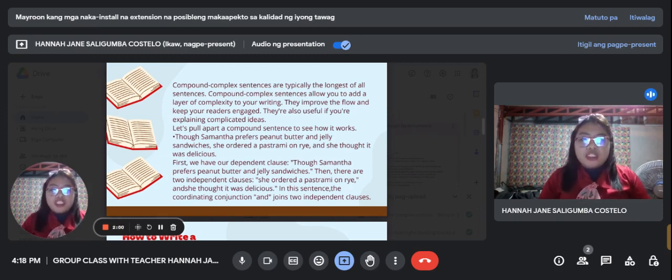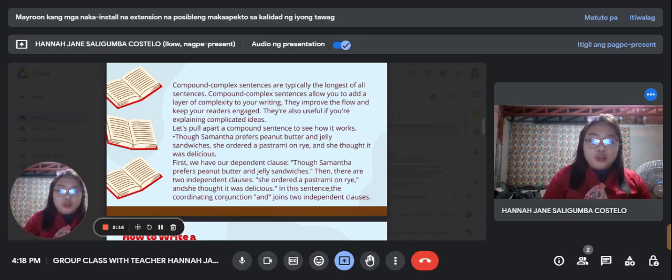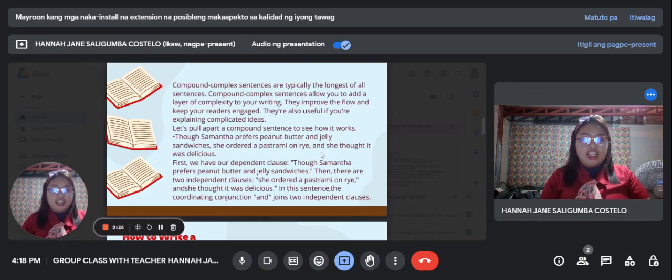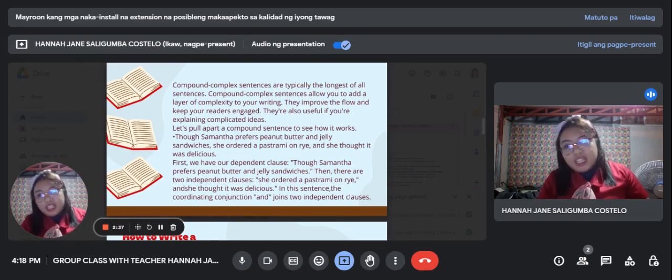Though Samantha prefers peanut butter and jelly sandwiches, she ordered a pastrami and rye and she thought it was delicious. First, we have our dependent clause, though Samantha prefers peanut butter and jelly sandwiches, because it starts with a conjunction, though. Then there are two independent clauses: she ordered a pastrami and rye and she thought it was delicious. In the sentence, the coordinating conjunction and joins two independent clauses, which are she ordered a pastrami and rye, she thought it was delicious. It has complete subject and complete predicate.